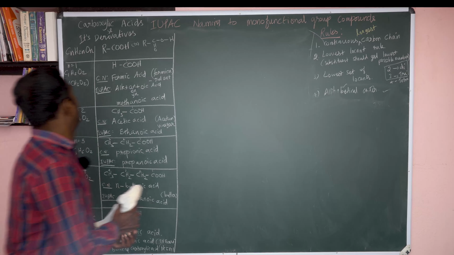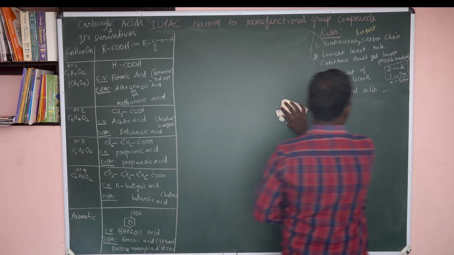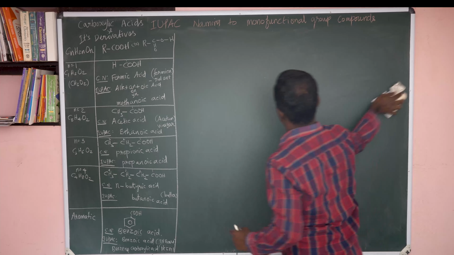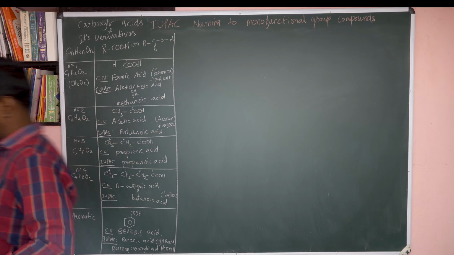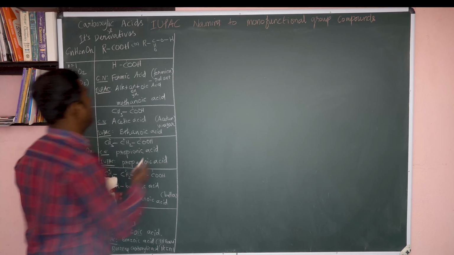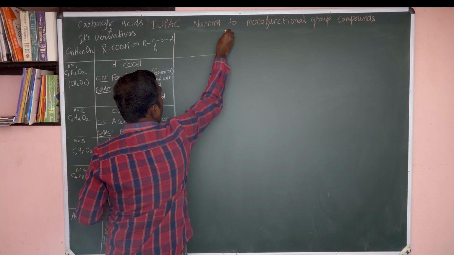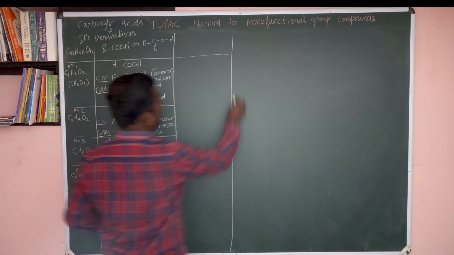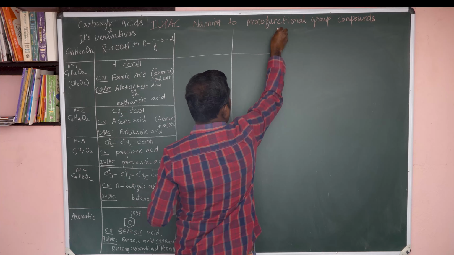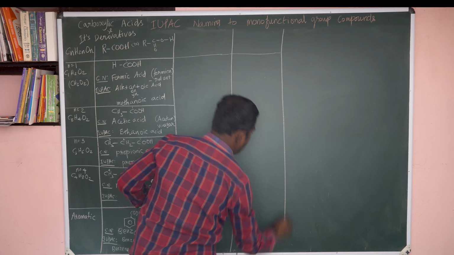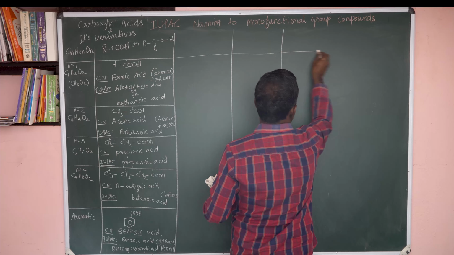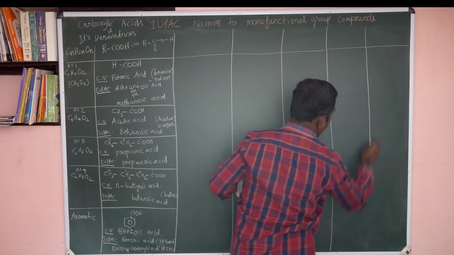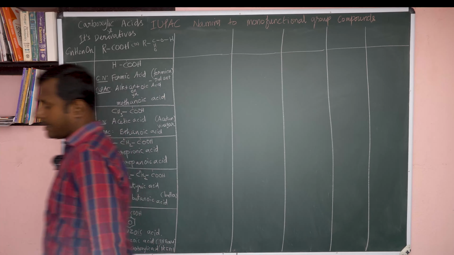Now we are going to see the derivatives of the acids. The compounds that are derived from carboxylic acids are called acid derivatives. In this class, we are going to see 5 different types of carboxylic acid derivatives.